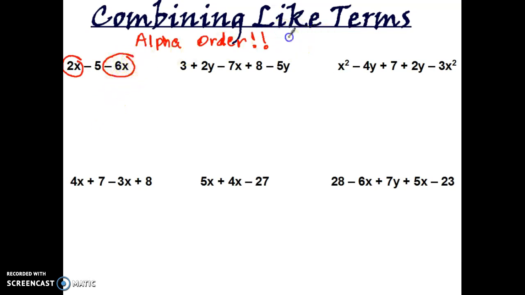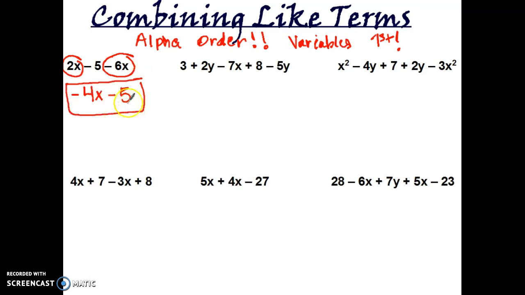So the variables first. All right, 2x minus 6x gives me negative 4x, everybody. And then there's nothing to combine with the 5. This is my answer. That's not an equation. This is an expression because there is no equal sign. You might want to take note of that too. I feel that I'm going to ask that sometime soon.